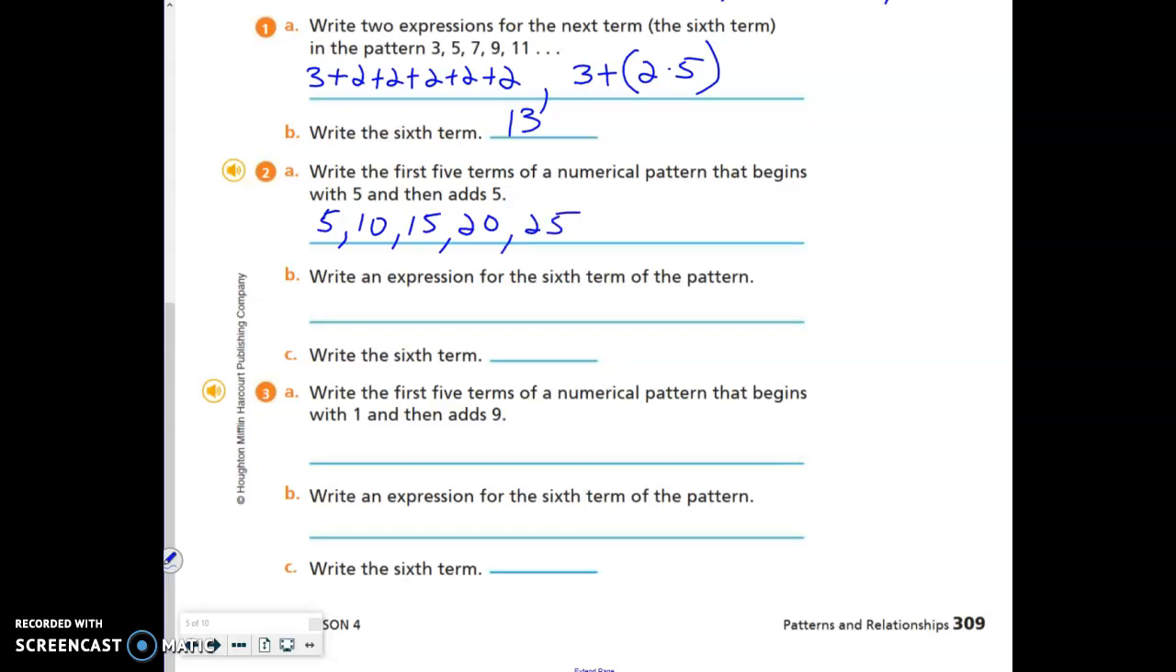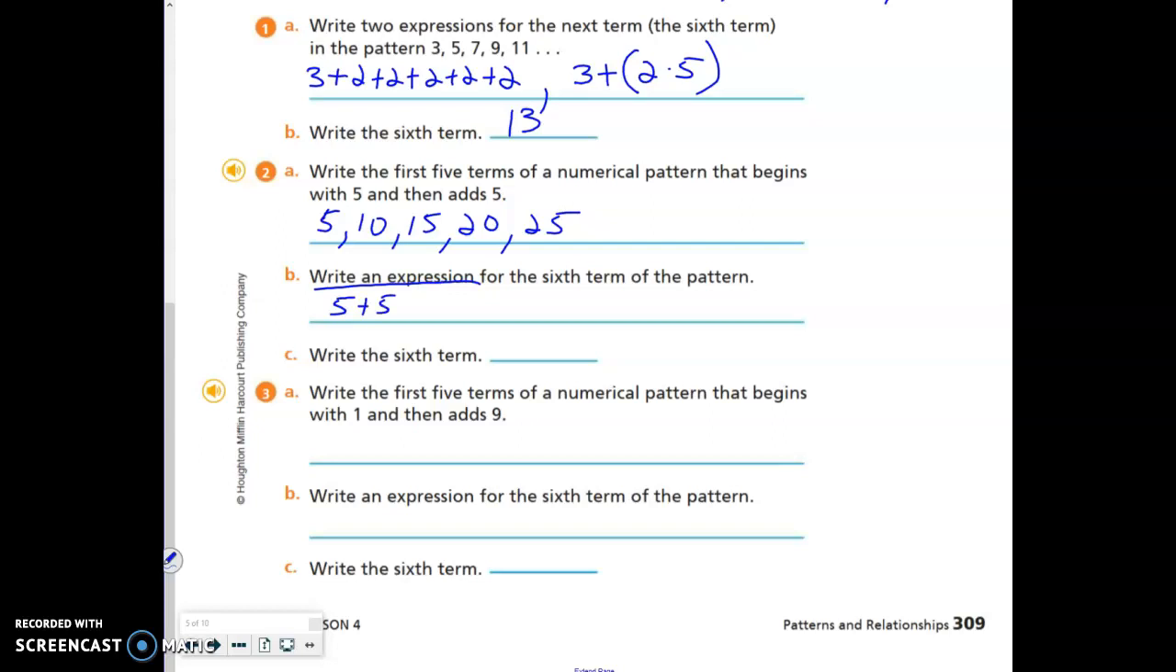Pretty straightforward stuff. Now again, I don't really care which expression I'm going to use, but it says write an expression. So I could do the multiplication one or the addition one. I'm going to do the addition one just to show you what that would look like. So we start with the 5.